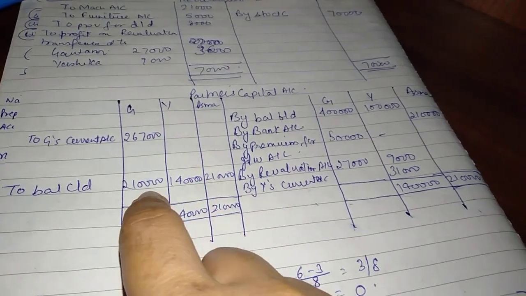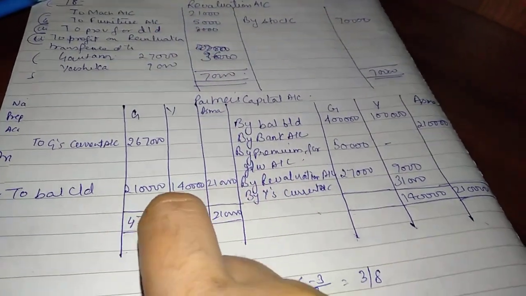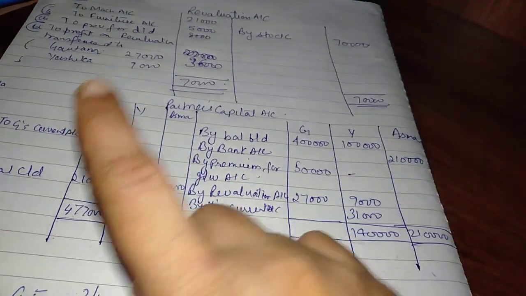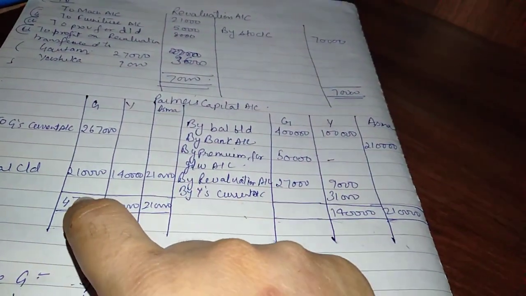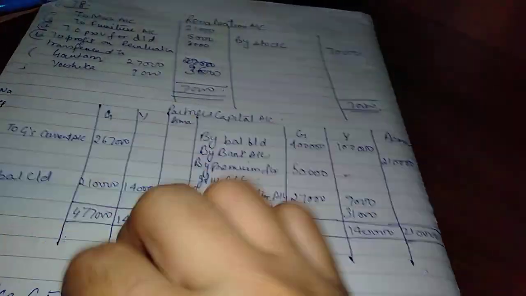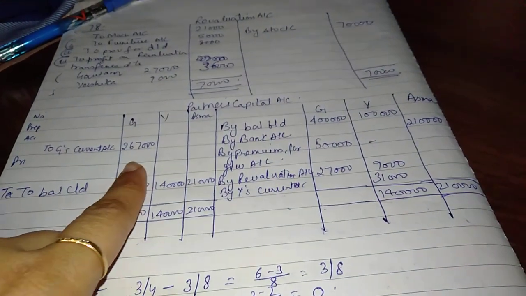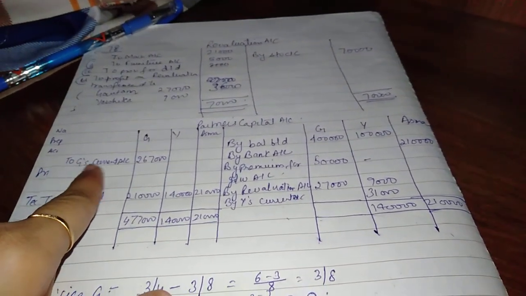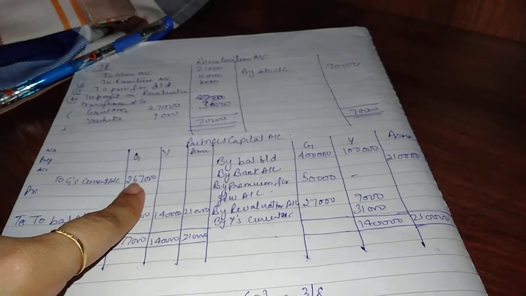This is your second step. In your third step, you have to see the adjustments. You will add this side and you will add this side. The side in which the balance is shorter, you have to balance the account. Now on this side, this is a short balance, 2,67,000. You will write here to Gautam's current account 2,67,000.